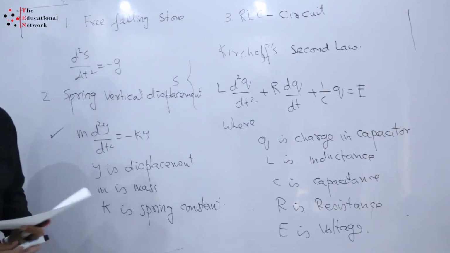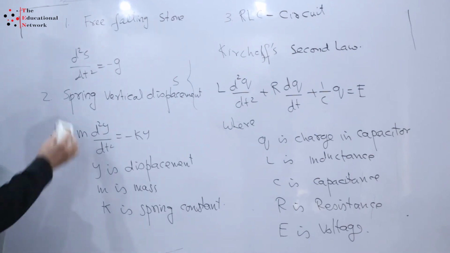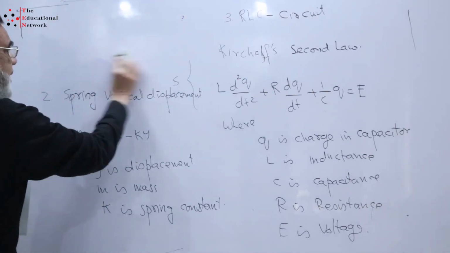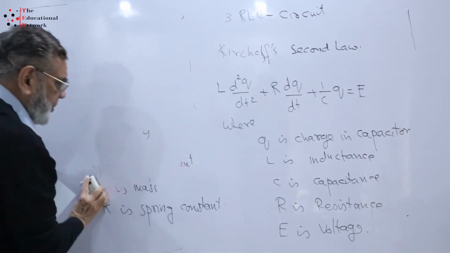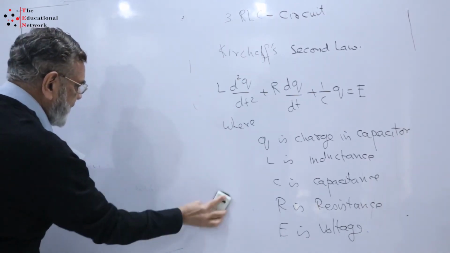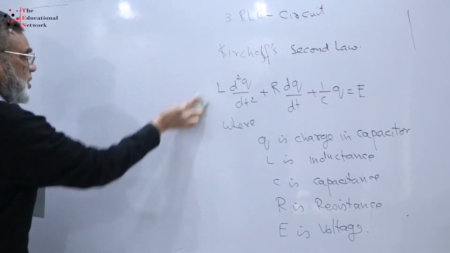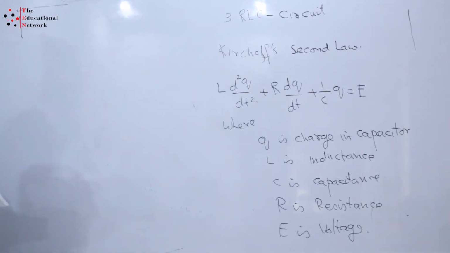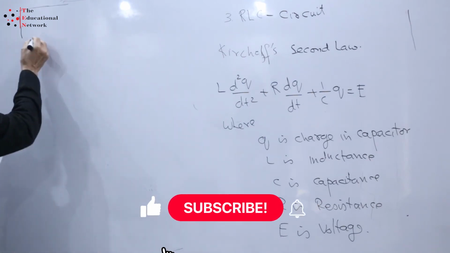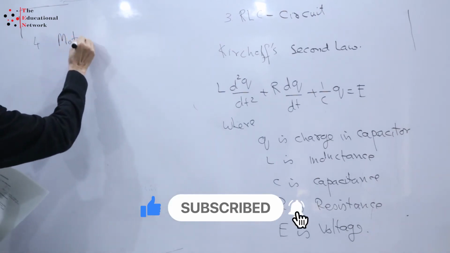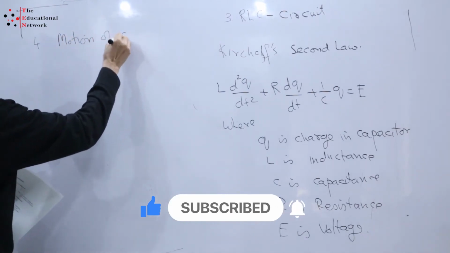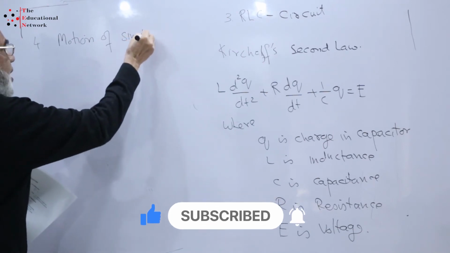We have a very important example also in mechanics. That is the example related to the motion of the pendulum. So we have the pendulum, which is a motion, and we can describe its motion by a differential equation, and it's my fourth example, the motion of the simple pendulum.